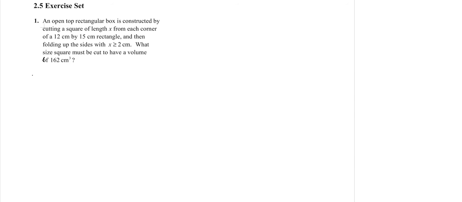So if you read the question: an open top rectangular box is constructed by cutting a square of length x from each corner of a 12 centimeter by 15 centimeter rectangle, then folding out the sides, with x is greater than or equal to 2, so I'm just going to underline that because that's important, centimeters. What size square must be cut to have a volume of 162 centimeters cubed?